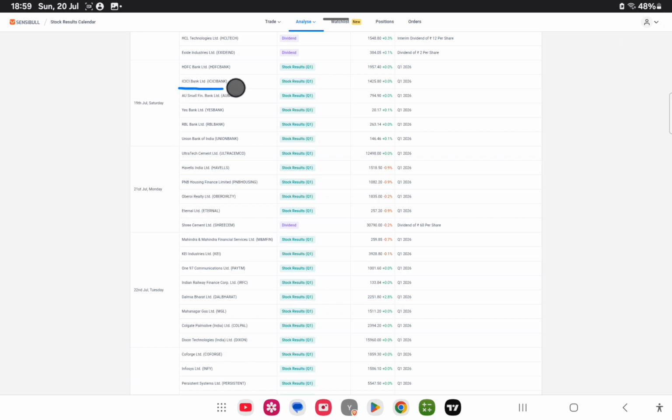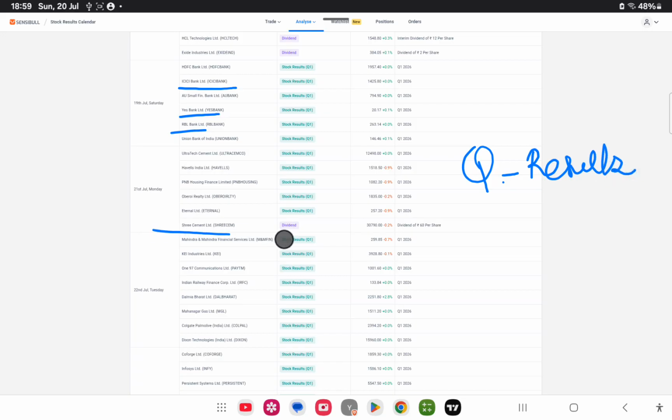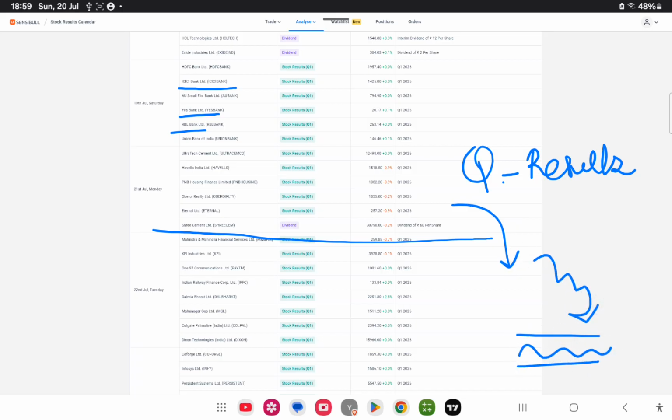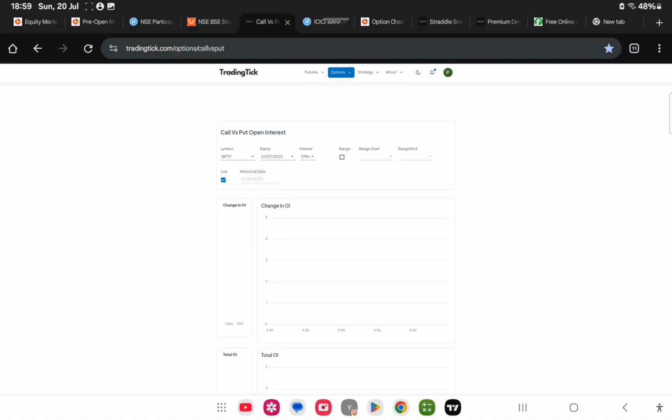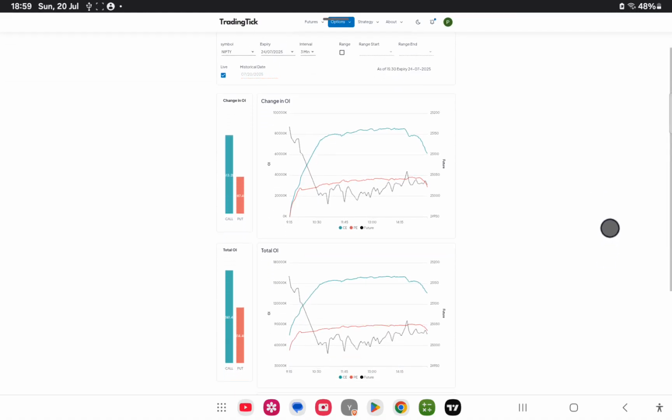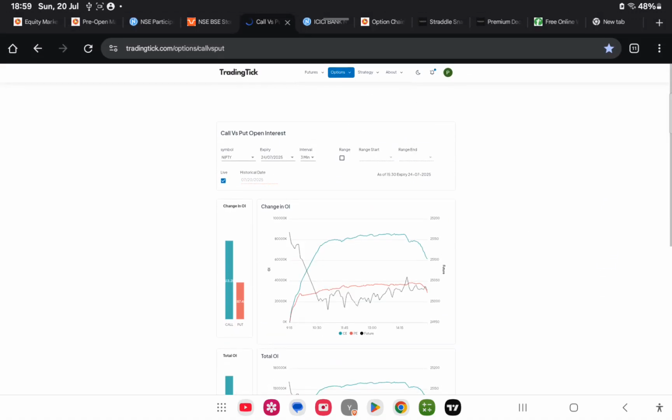So we have ICICI, Yes Bank, so all the bank news. So this is the quarterly results time. So if the performance is not very good, then the price action might go down, or markets can go into the consolidation phase. Okay, no holidays this month. We will see the OI. So this is the OI basically, and then you could see clearly resistance is more in the market.